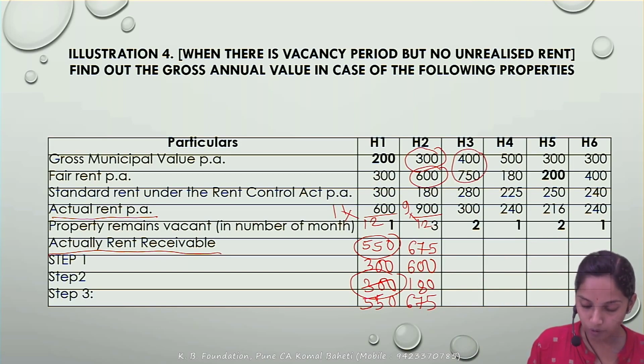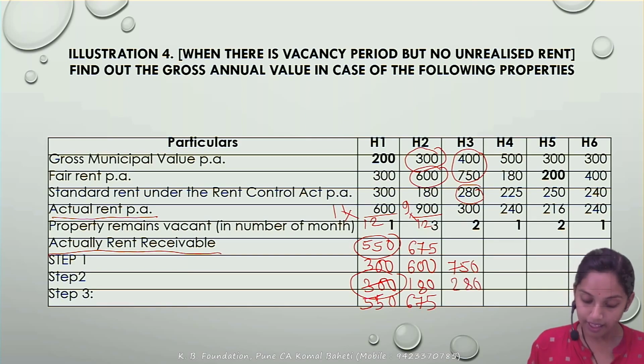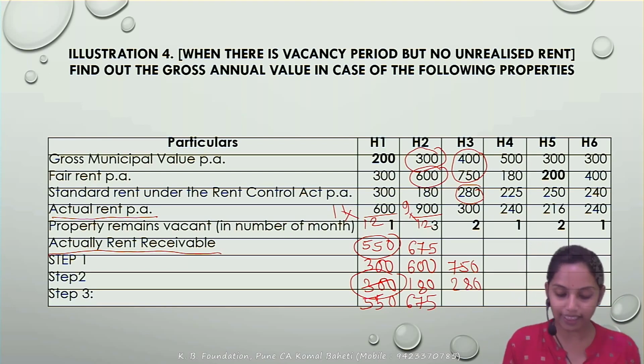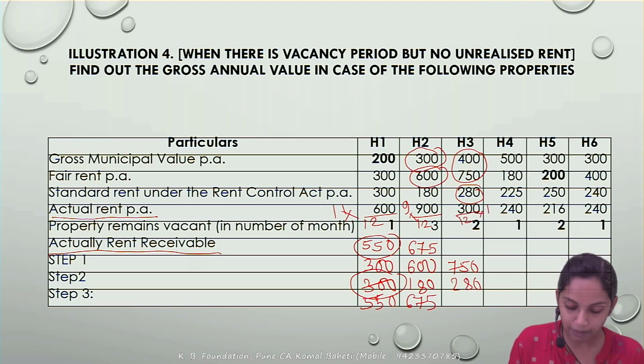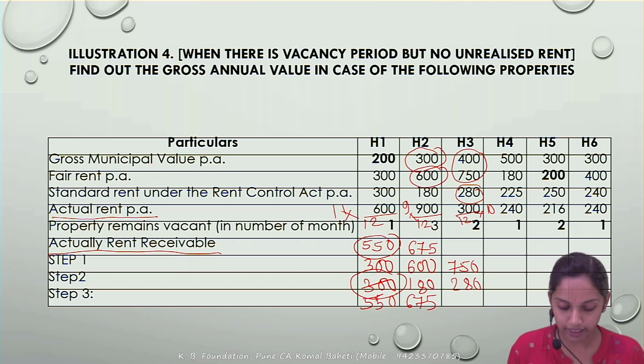So in this case, whichever is higher, the step 1 answer would be 750. Correct. Step 2 answer, whichever is lower, so 280 is to be compared with the 750. So the answer would be 280. Now that is to be compared with the actual rent receivable. How much will the actual rent receivable come to? 300 divided by 12 multiply by 10, because the property is let out only for the 10 months. So how much is the rent for the 10 months? Actual rent receivable is 250.